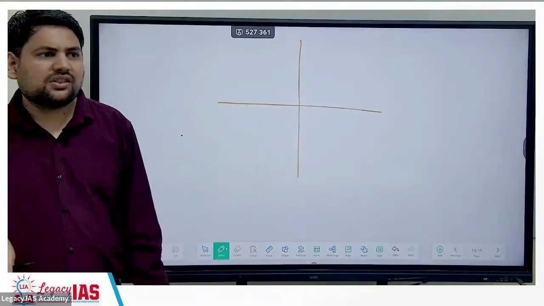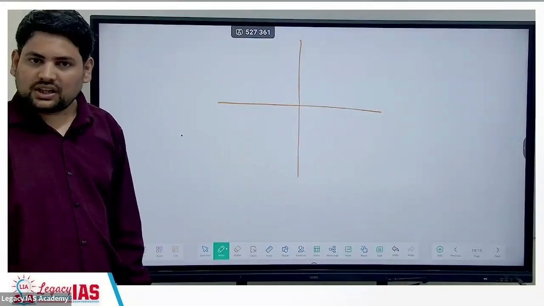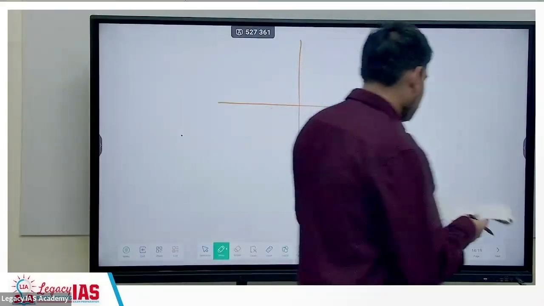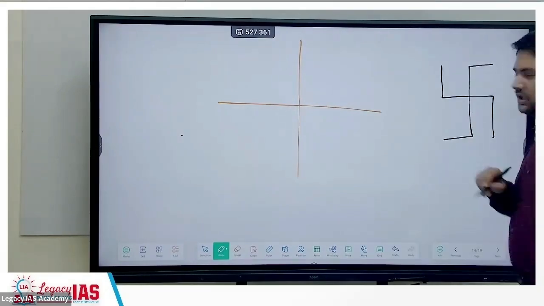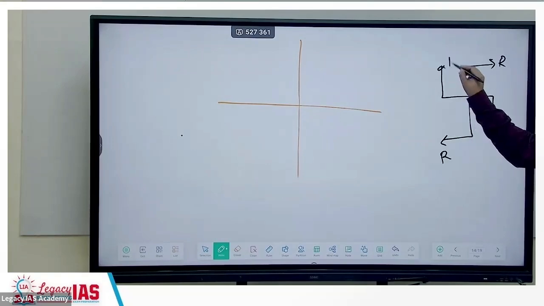Now it is important to understand, in questions you will see a person is going north, then he takes a right, or a person is going south, then he takes a left. So how do left and right work in this? One very easy way to remember is by this swastik. Swastik you must be knowing. It's a religious symbol. So let's say this always goes right. This is the right direction whenever you are going anywhere. So if you are going north, this would be your right. If you are going east, this would be your right.